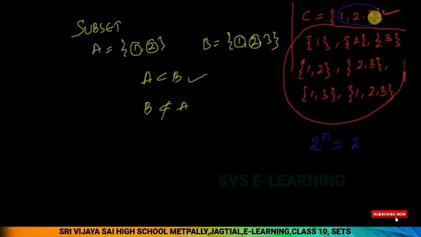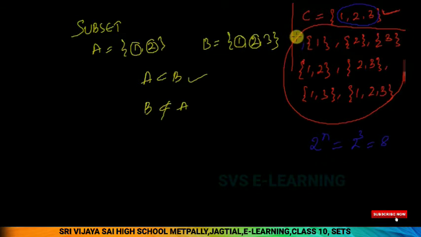I have 3 elements in this set. So in place of n, I'm going to write down 3. 2 cube is how much? 2 into 2 into 2. 2 2s are 4, 2 4s are 8. So I'll get how many subsets? I'll get 8 subsets. But how many subsets have I got here? 1, 2, 3, 4, 5, 6, 7. I have got 7 subsets.